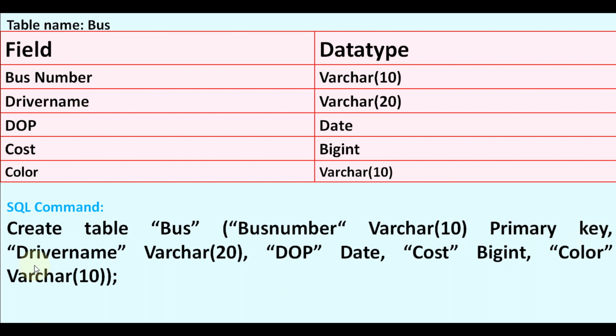After that next one is the driver name column, data type is varchar, and length of this column is 20. Then DOP, date of purchase of the bus, and as the data type will be date, so date is mentioned.